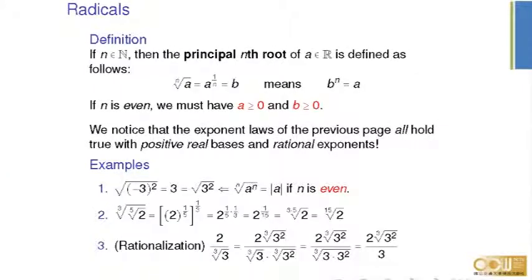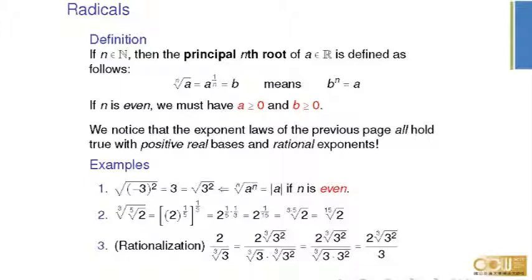The square root of (-3) squared equals 3, which is also the square root of 3 squared. We are using a much more general fact here: the nth root of a to the power of n equals the absolute value of a if n is an even number.